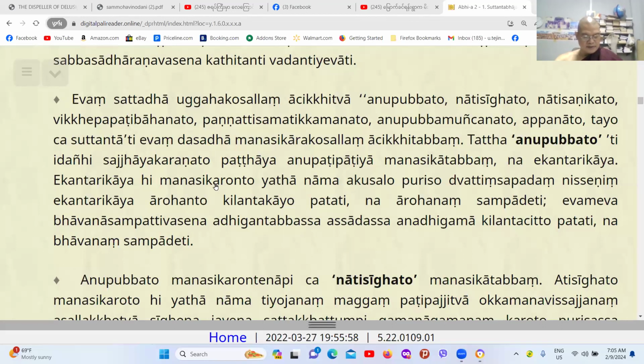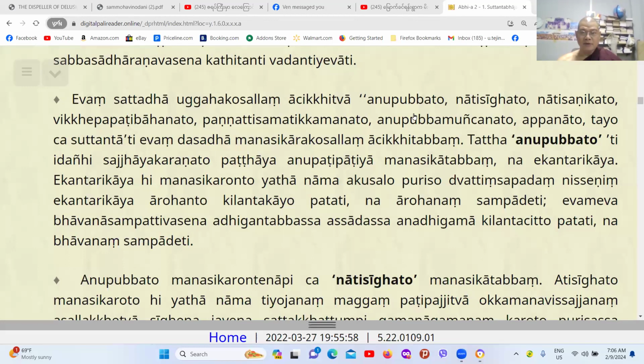Satada Okha Gosala Achikidwa, after guiding, after teaching the seventh case in learning. Anupopato here, as to regular, nati dikato, as to not too much, not too quick; nati sanikato, as to not too slow.